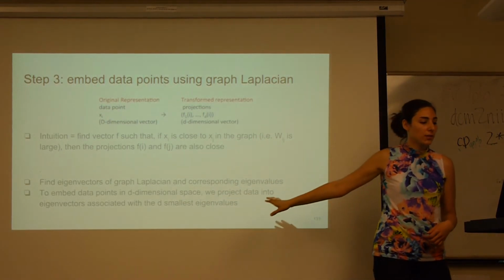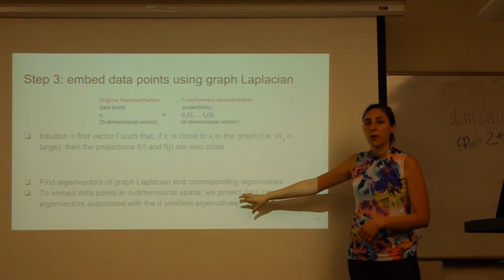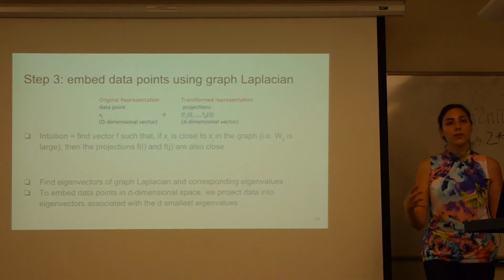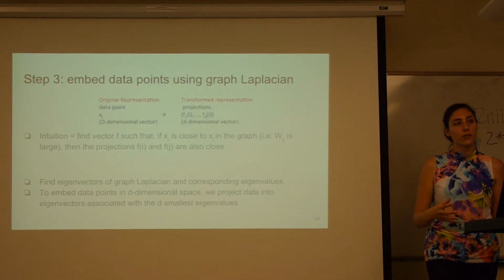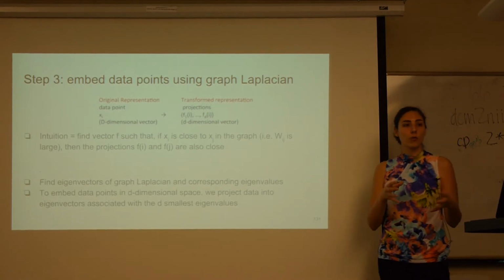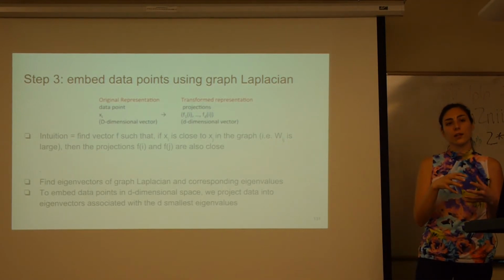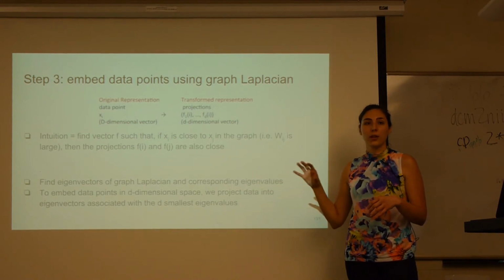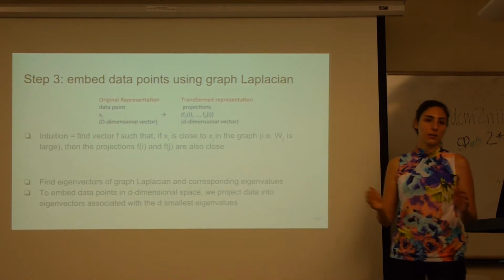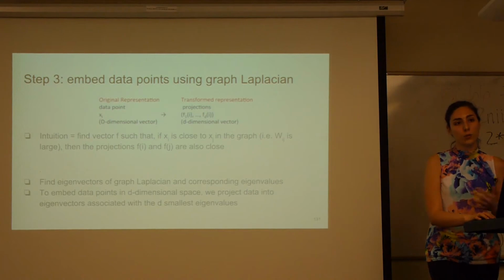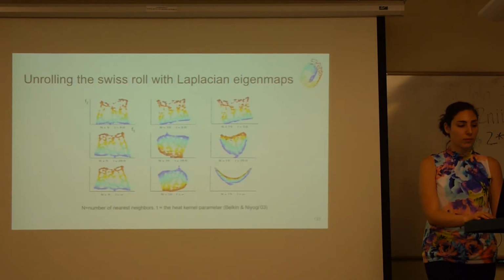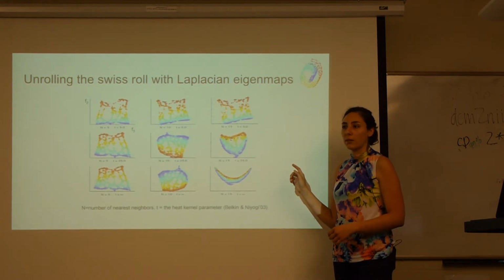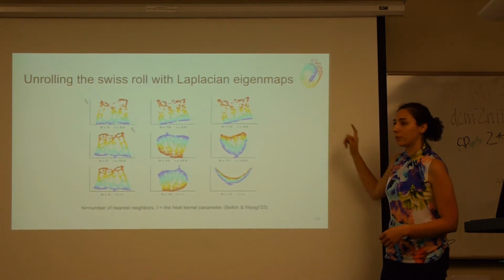So this is just to give you a sense of what the Laplacian eigenmaps does. But the intuitive thing is that it tries to preserve the local information. So when points are close together in the original space, it wants them to be close together in the output latent space as well. So this is what allows us to unroll the Swiss roll. Okay, so these are examples of using Laplacian eigenmaps on the Swiss roll.